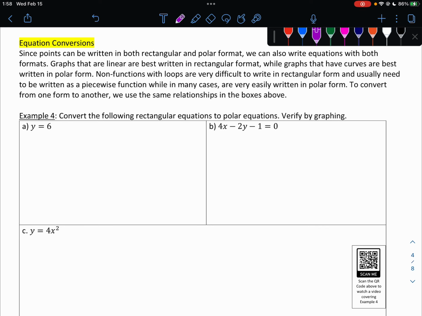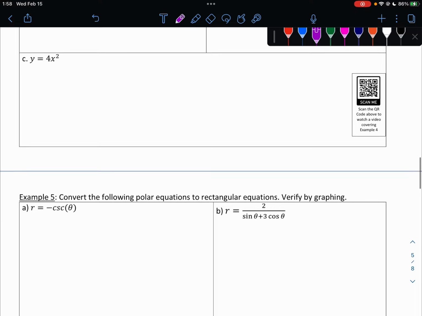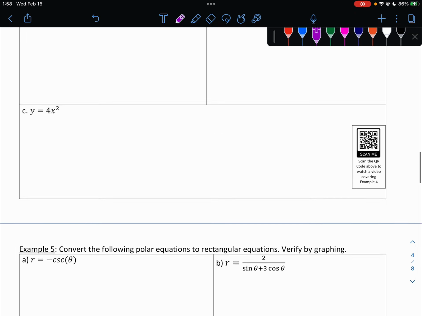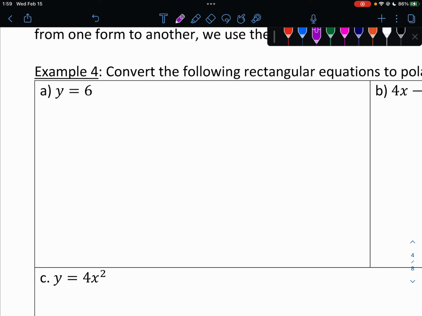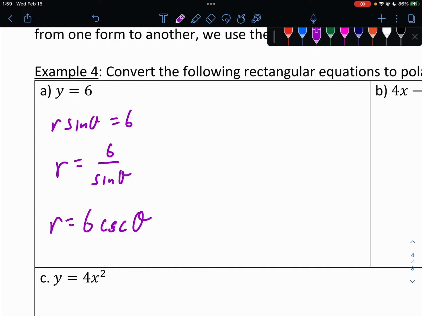All right, so we're going to start by rectangular, converting to polar, and then we'll do polar, converting to rectangular. All right, so starting with A, remember y is r sine theta, so I can write this as r sine theta equals 6. And you can divide to make this r equals 6 over sine theta, and that's good enough. Or if you want to be a little bit more clean, you can write it as r equals 6 cosecant theta.